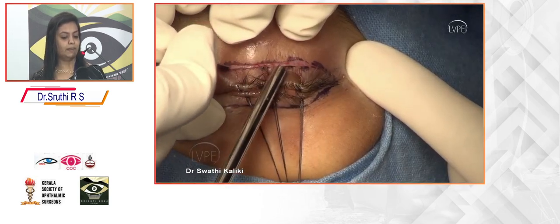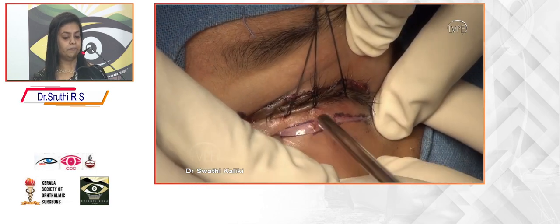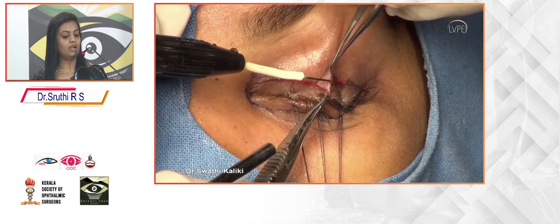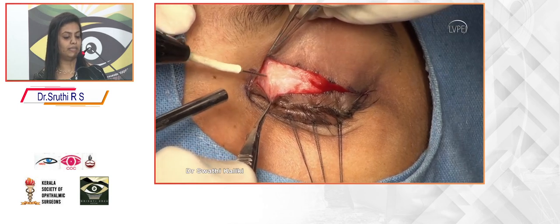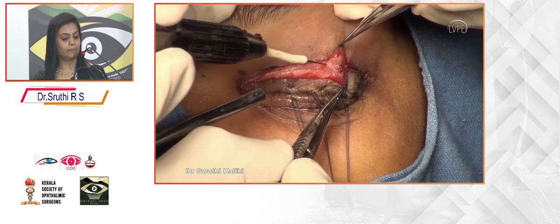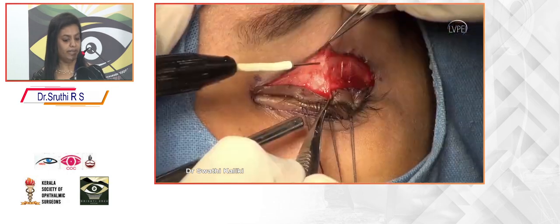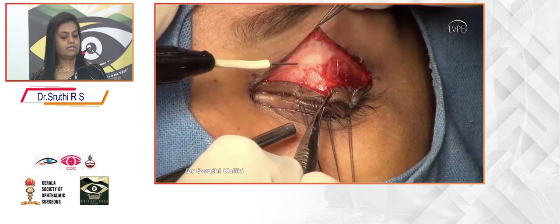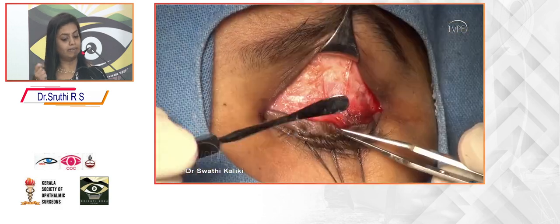And then with the help of a 15 number blade, you are incising the skin. So this is all done after the injection of Klein solution, so at least the bleeding will not be that bad. So the skin is dissected, then the subcutaneous tissue and orbicularis oculi are dissected with the help of a cautery. And this is usually done towards the orbital rim.